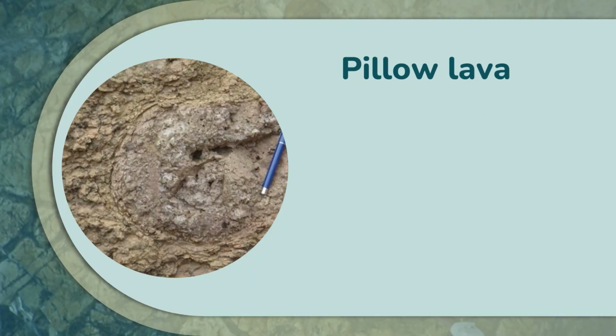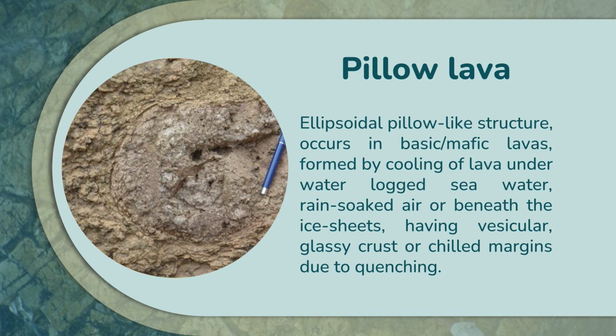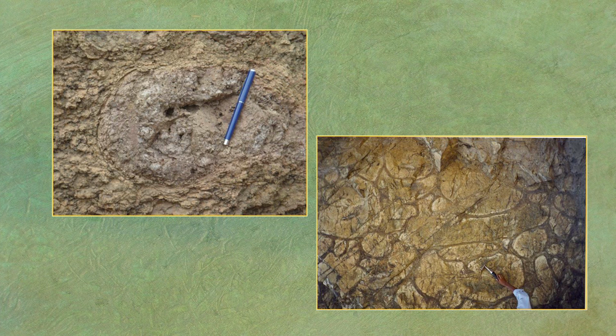They look like a pillow. They are ellipsoidal pillow-like structures. This structure occurs in basic mafic lavas formed by cooling of lava under waterlogged seawater or rain-soaked air or beneath ice sheets, having a vesicular glassy crust or chilled margin due to quenching. This diagram, on the left-hand side, looks like a pillow-like structure. Normally they are formed when sudden quenching of the lava takes place in a water body or in ice-covered or waterlogged areas.